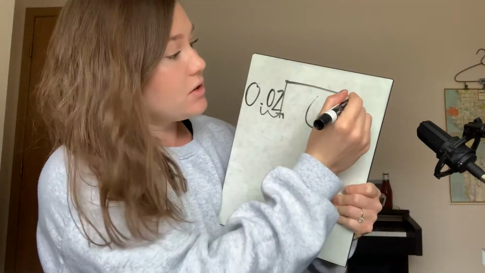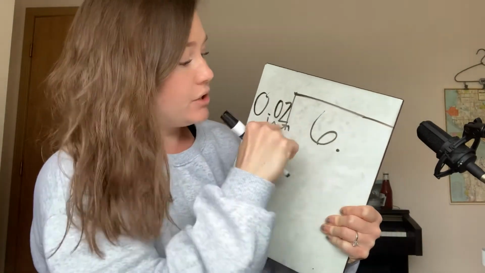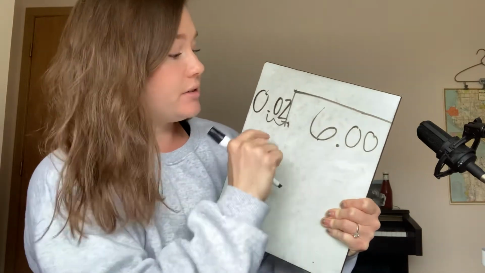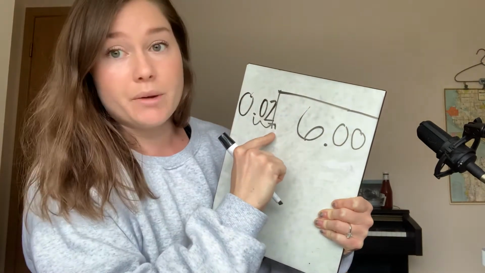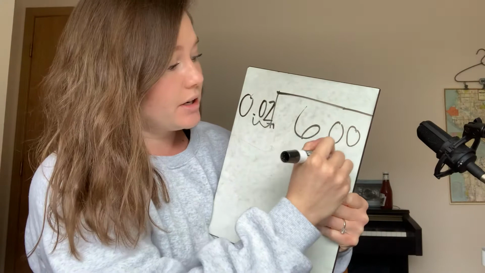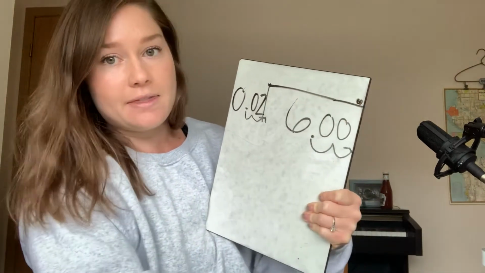But our 6 also needs to have a decimal point and 2 zeros since we have a 2 in the 100ths place. So since I moved my decimal point twice to make 2 into a whole number here, I also need to move this decimal point 2 times. So here it goes. And now our answer will have a decimal at the end right there.